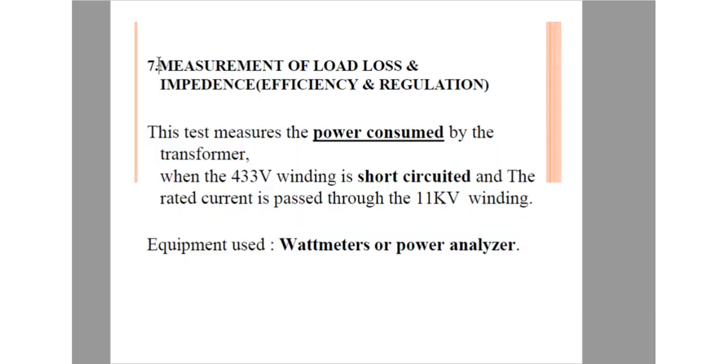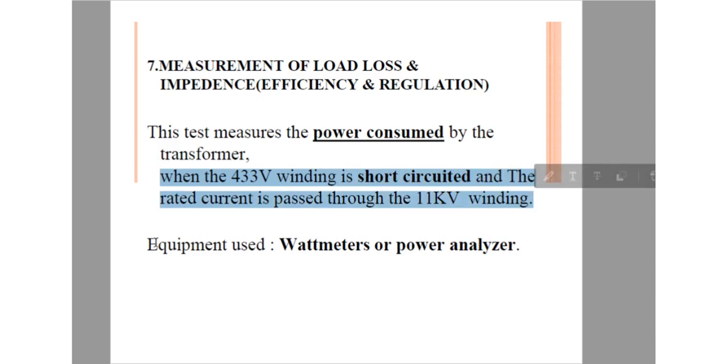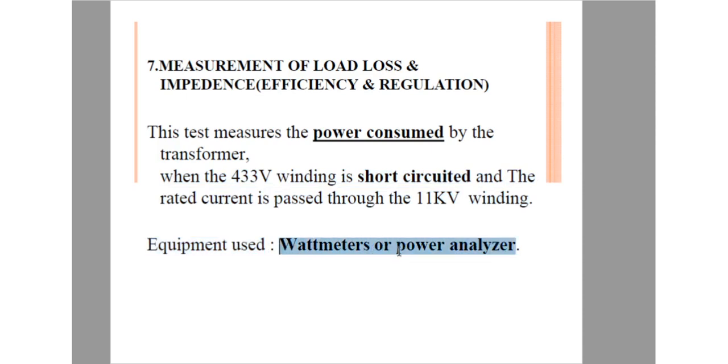The seventh routine test is measurement of load loss and impedance for efficiency and regulation. This test measures the power consumed by the transformer, and when the 433 volt winding is short circuited, the rated current is passed through the 11 kilovolt winding, and the equipment used are wattmeters or power analyzers.